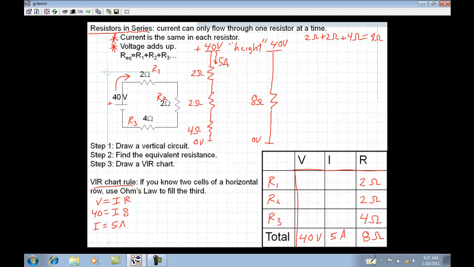Remember what we said about current in series resistors? It says up here, current is what in each of the resistors? It's got to be the same. Okay, so this 5 amp current hasn't had a chance to break up. So it's going to be 5 amps through that resistor, 5 amps through that resistor, and 5 amps through that resistor. Okay, so I can fill out my VIR chart now. In each of those resistors, I got 5 amps.